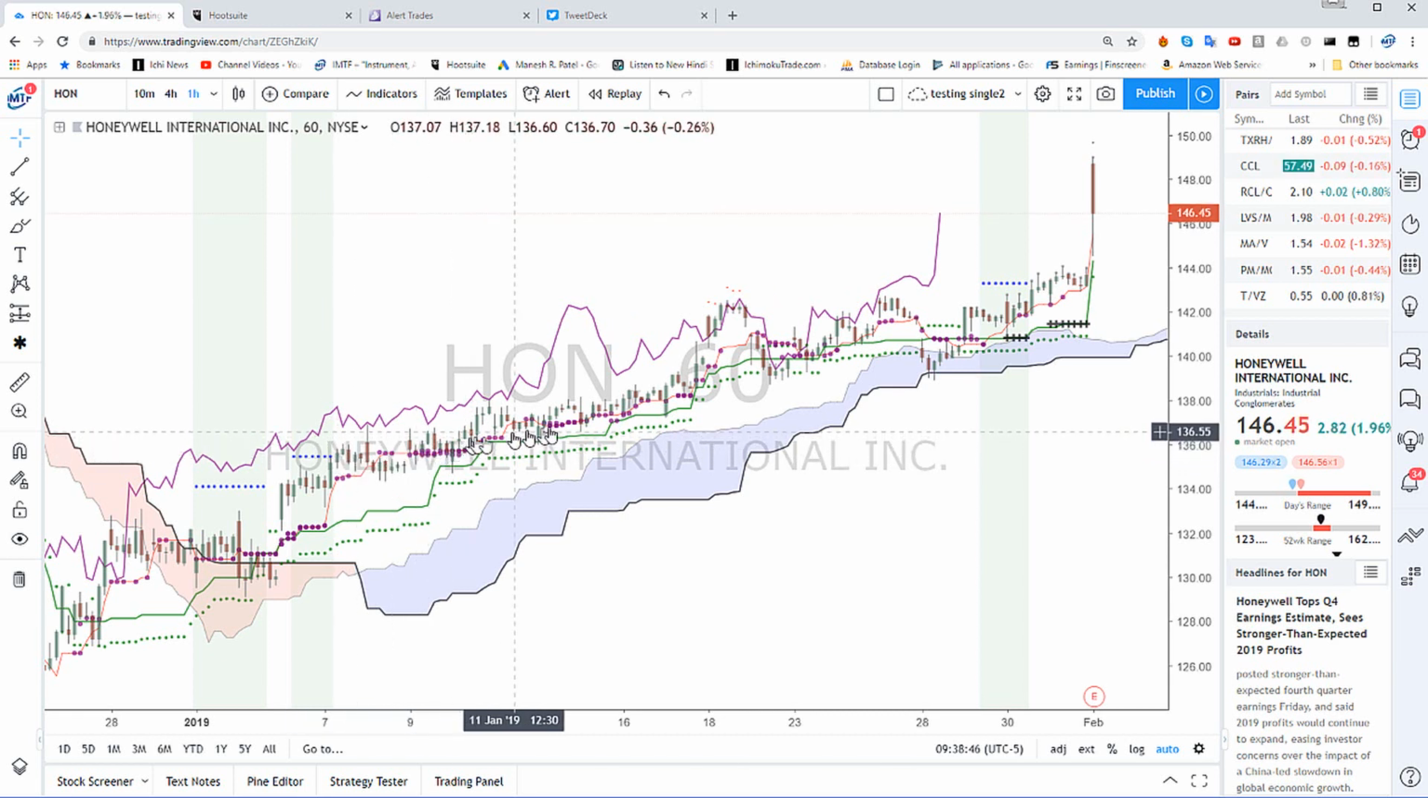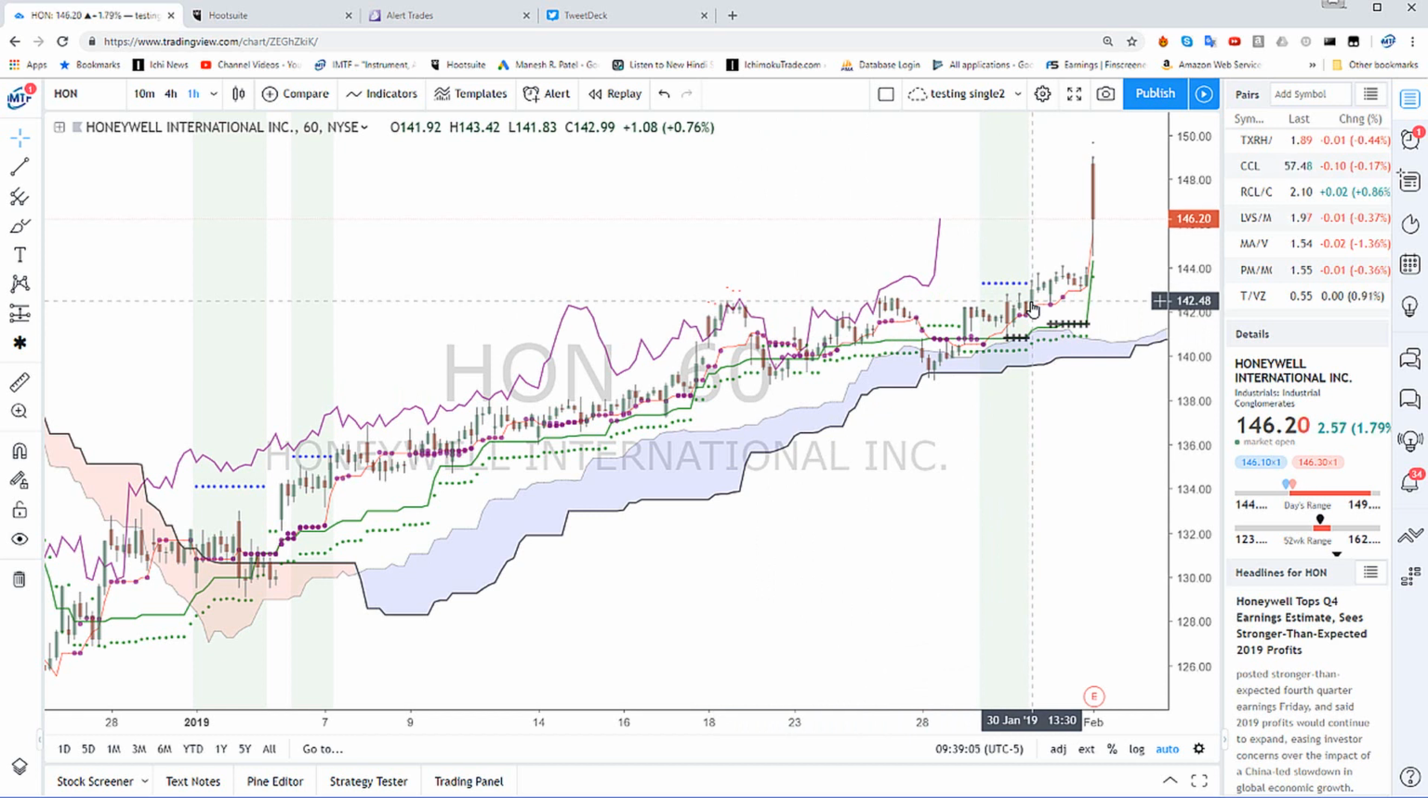You can see we rode this thing all the way up. Now you can barely see it, but we have overextension dots right there. It told us to tighten up our stop, and we got out at 141.52. Then we waited for another bullish setup. We got it right there, at the end of January. You could see we entered this trade here at 143.33 going into earnings.